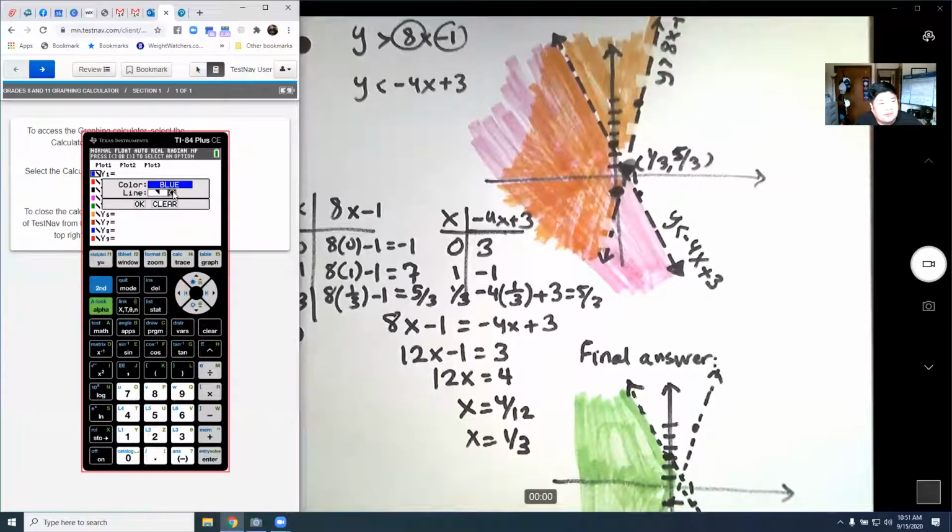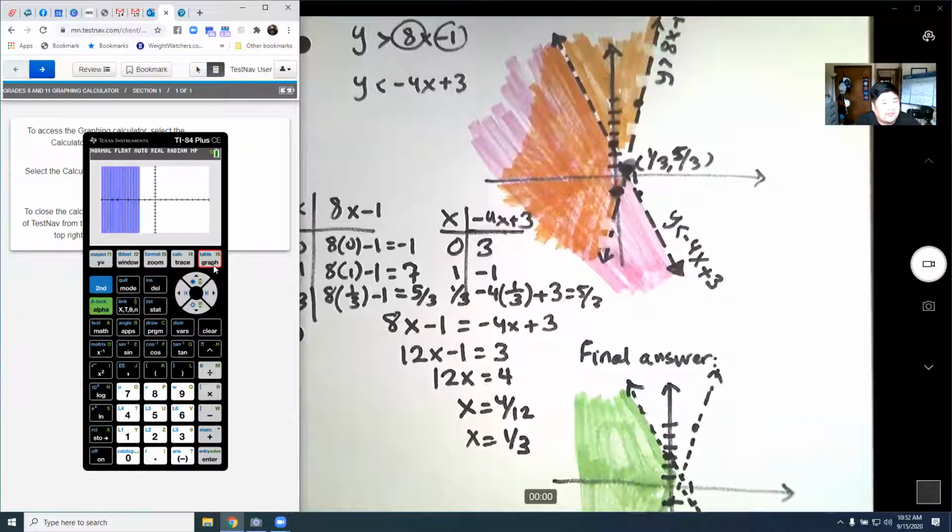I don't think that you can do the shading with the dashed line on these quite yet, but I think that you have the idea. Then enter the 8x minus 1, and then go down, and in y2, do something similar for y is less than negative 4x plus 3. So arrow over to that little line here, hit enter and arrow down, and look for the one that looks like the triangle pointing downward for less than, and then hit OK. Then arrow over and enter in negative 4x plus 3.